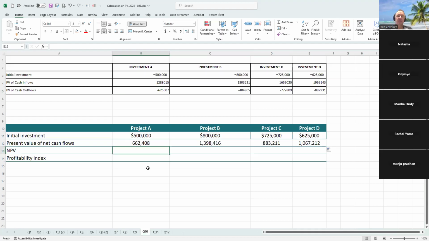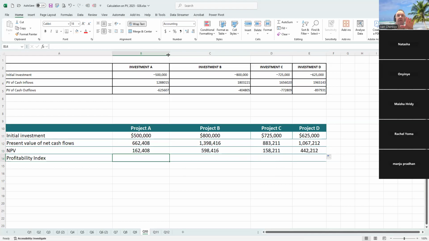So what's the net present value here? Present value of the cash flow minus the initial investment, right? Am I getting a positive present value here? Yes. Am I getting a positive present value here? Yes. Here? Yes. And the last one? Yes, also. So all the projects give me a positive net present value.